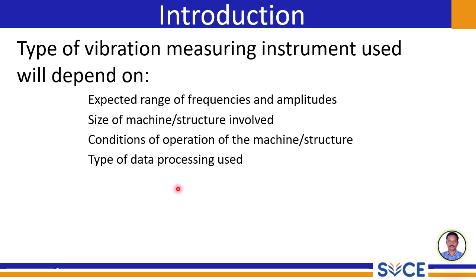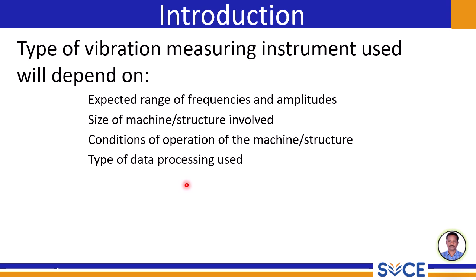Finally, the type of data processing used can also influence the selection of measuring instruments. Some transducers provide a raw voltage signal that requires significant post-processing, while others might have built-in signal conditioning. The compatibility of the transducer's output with our data acquisition system and analysis software is an important practical consideration.